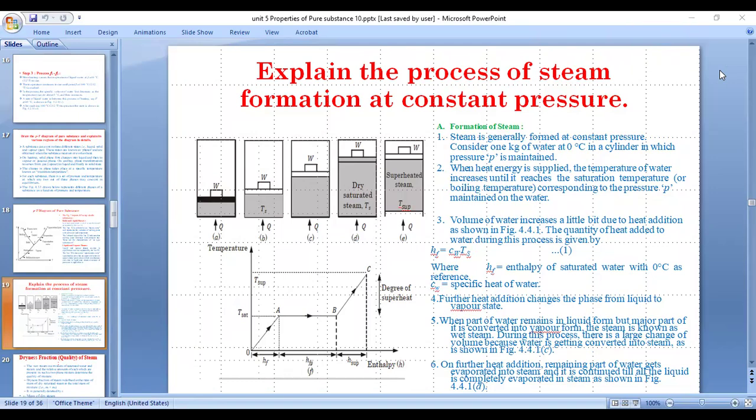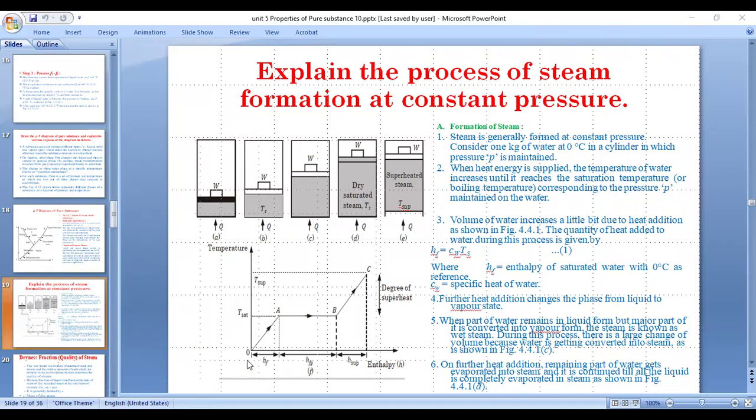Explain the process of steam formation at constant pressure. You are looking at a cylinder arrangement. First, water is there, and a weight is placed on it. That is the formation of the steam. What will be indicated in this formation of steam?